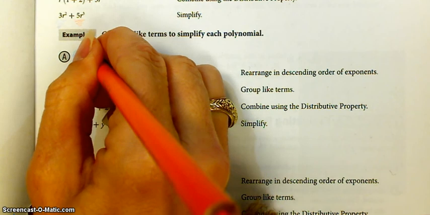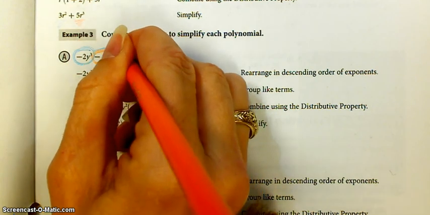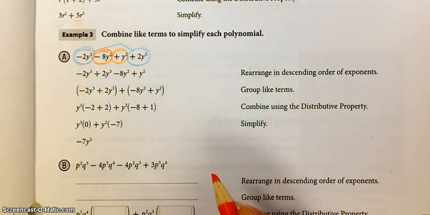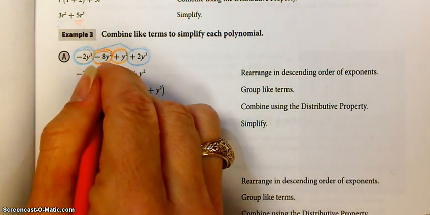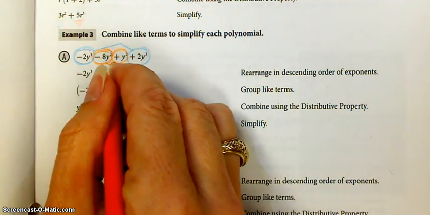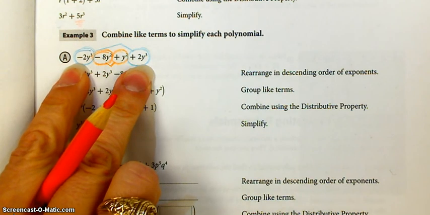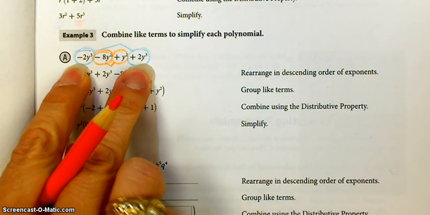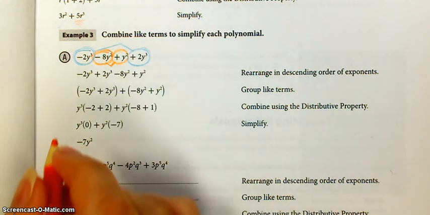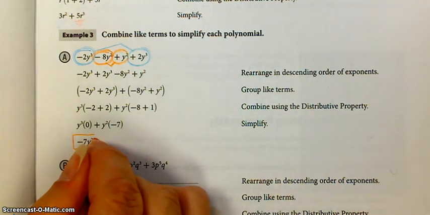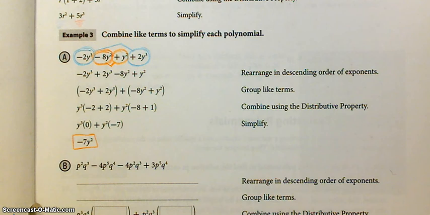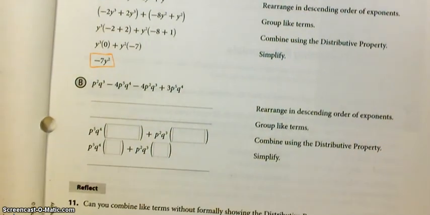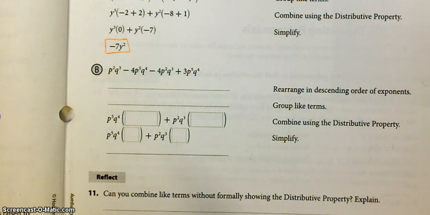Negative 8y squared plus basically 1y squared. That's going to give us negative 7y squared, because I can combine those. Okay, these two added to 0y to the third, if you want to think of it that way, but it's 0. And then these two are the only things you have left at the end, and it's negative 7y squared. All right, now things are getting a little bit more complicated, but still it's not too bad.